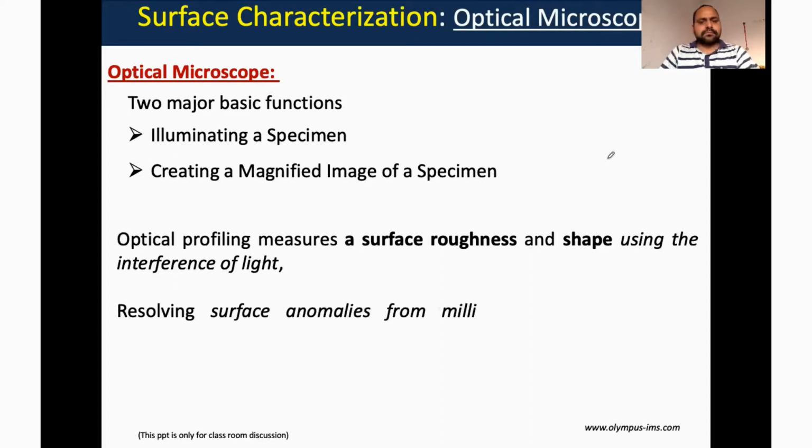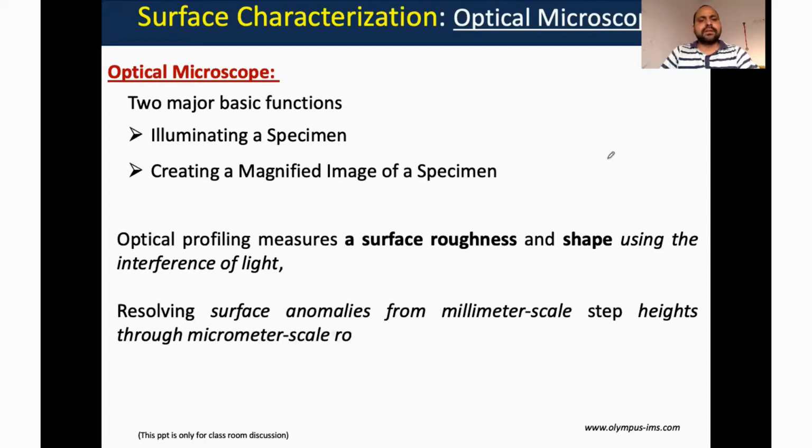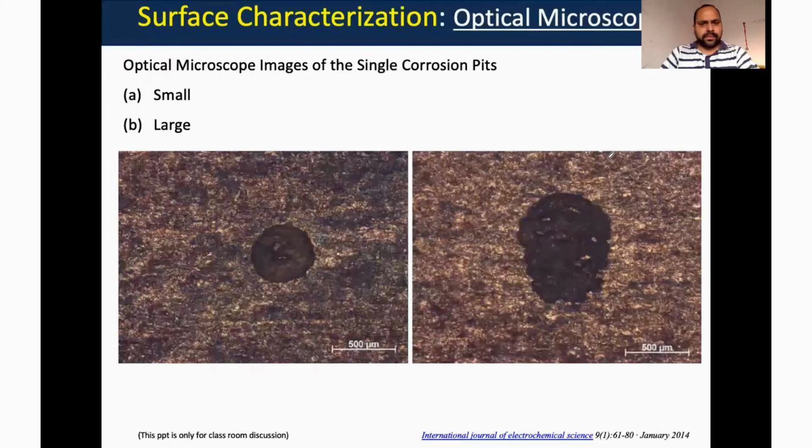If we ask what scale we can go to, in general, for the lateral dimension we can go from some millimeters to close to a micron. And for the height analysis, it can be from micrometers to some nanometers, let's say 500 or 600 nanometers that we can resolve by optical microscopy.